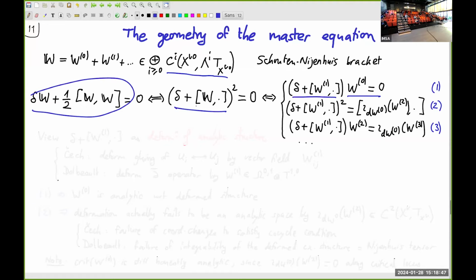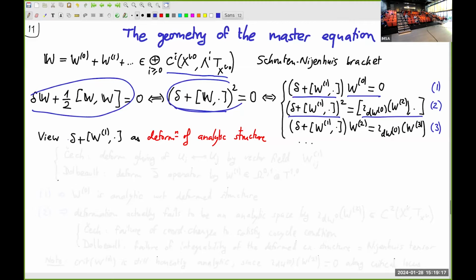The degree 2 term says that the square of delta plus bracket with W1 is in fact the bracket of W0 and W2, which concretely, W0 being a function, is the interior product of dW0 into the bivector field W2. And then there's more and more.